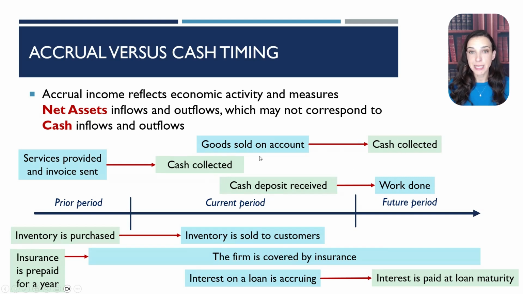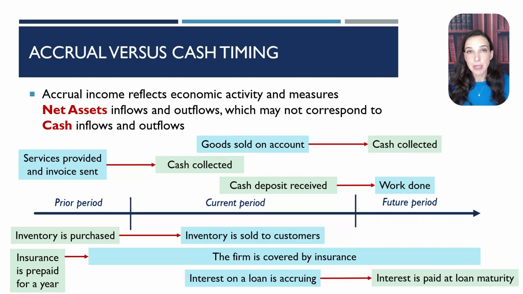Of course, the flip side of this transaction, it could be that this period we are collecting the cash for the economic activity that already occurred in the prior period. Maybe we have provided a service in the prior period. That's when we recorded the revenue. We send the invoice and we're just collecting the cash today. It could be that we're getting a cash deposit from a customer today, but we haven't done the work yet. The work will be done in the future period.